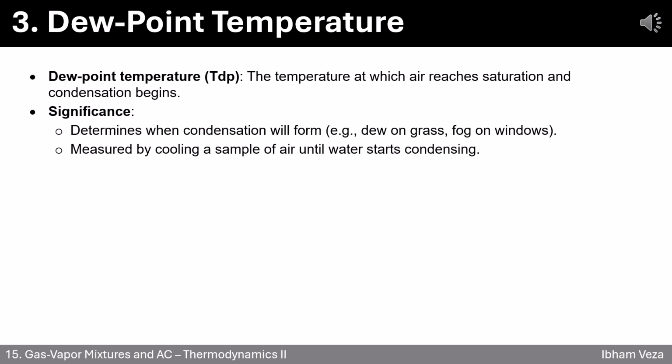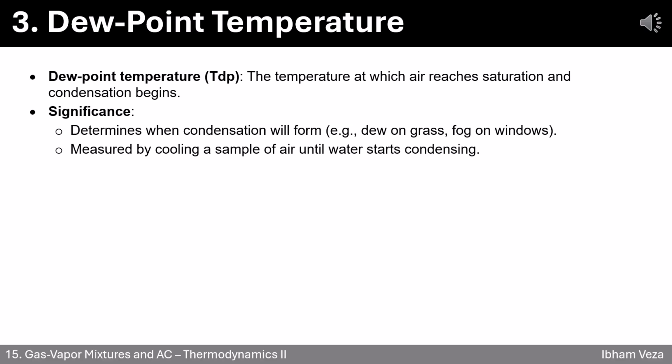3. Dew point temperature. Let's talk about dew point temperature. It's a very practical concept in air conditioning. Dew point temperature tells us the exact point when air becomes saturated, meaning it can't hold any more water vapor. When the air cools to this temperature, condensation begins. That's why you see dew on grass in the morning or fog on your car windows.